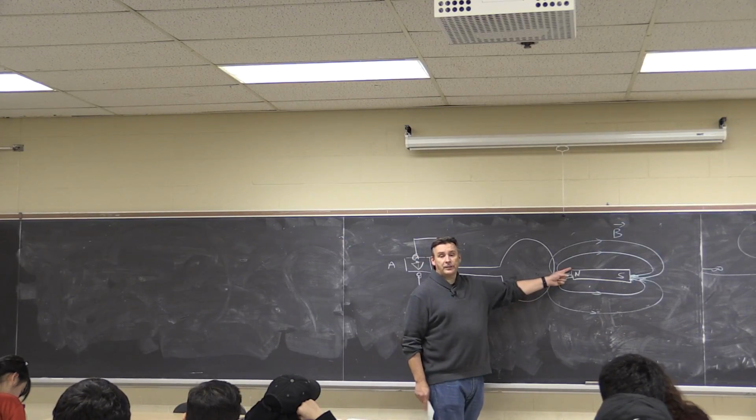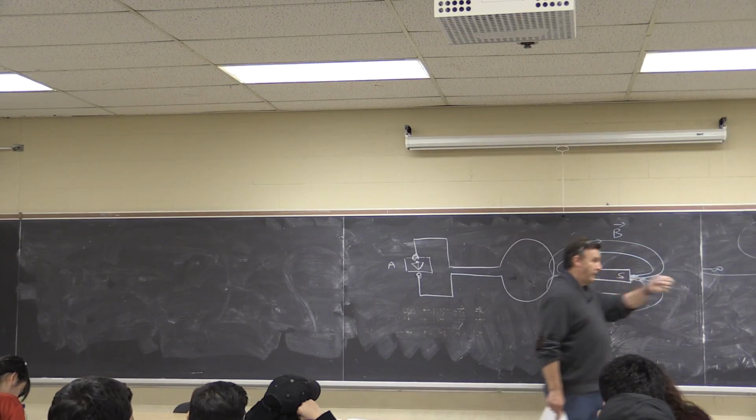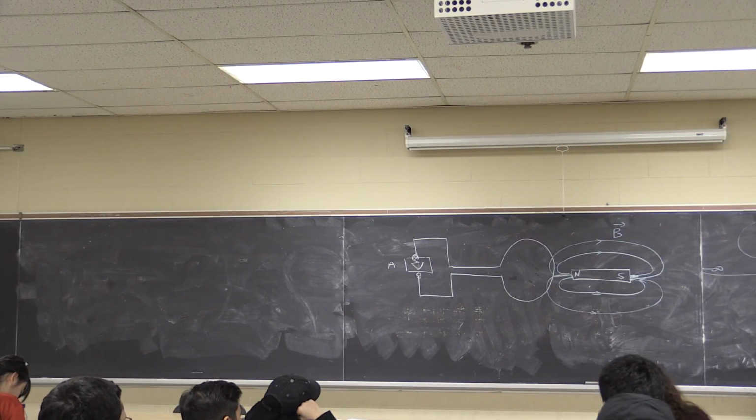And if you move the magnet faster, what happened? More current. So if you move the magnet very rapidly, you'd see a bigger current. So the faster I move the magnet, the bigger the current I see.